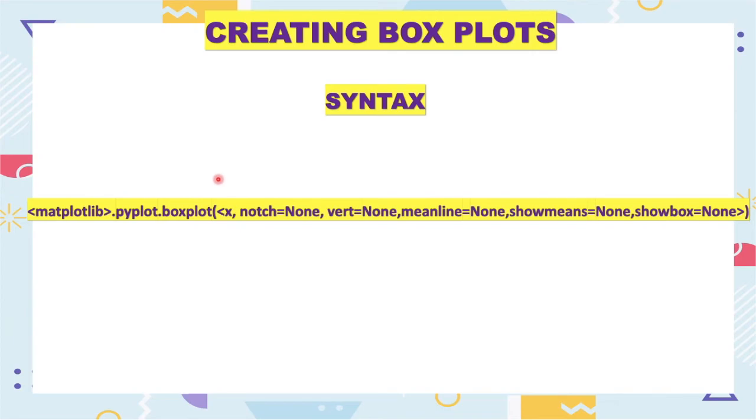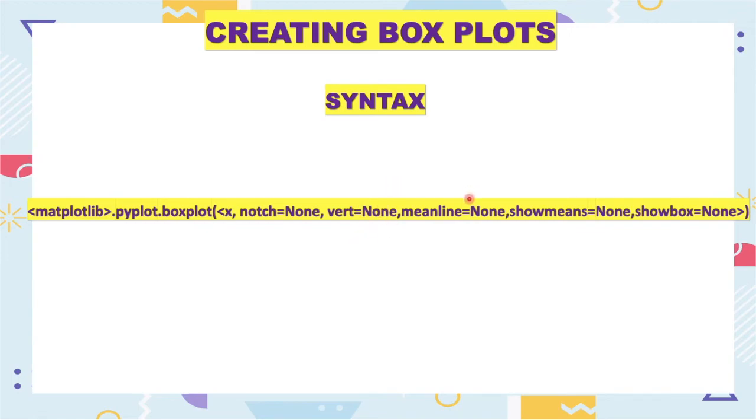This is the basic syntax to generate the box plot. We have to use the boxplot function and pass the x-axis value, and these are the basic parameters supported by boxplot. The first parameter it accepts is the x-axis, and the next parameter is notch. By default, the value of notch is set to none. We will explore each and every parameter practically. The next parameter that we have is vert. Vert is basically vertical. It again accepts a boolean value, that is true or false. By default it is none.